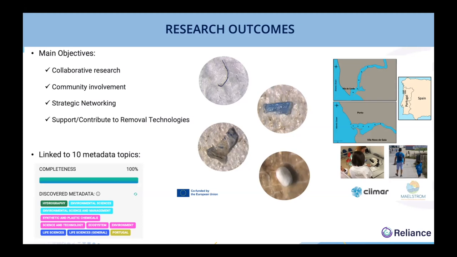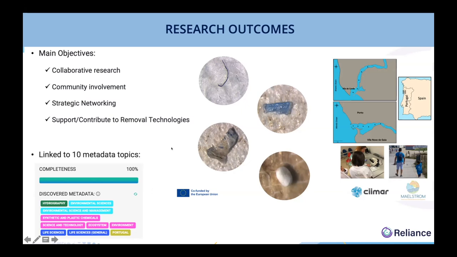For this, we started to work on data from the microplastics monitoring in this location. With this knowledge, we involve the community, and we are also contributing to strategic networking at a wide scale, to new marine litter removal technologies. In fact, one of them, the bubble barrier in the scope of Maelstrom, is being implemented in the Ave River estuary, the first estuary in the picture.